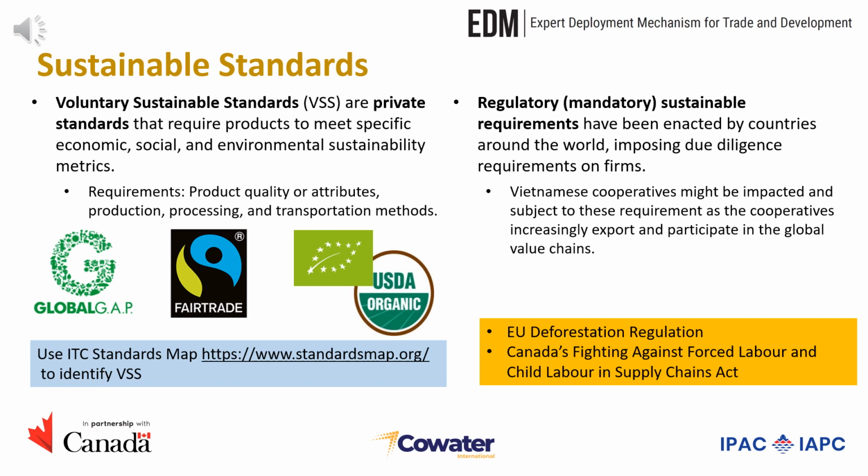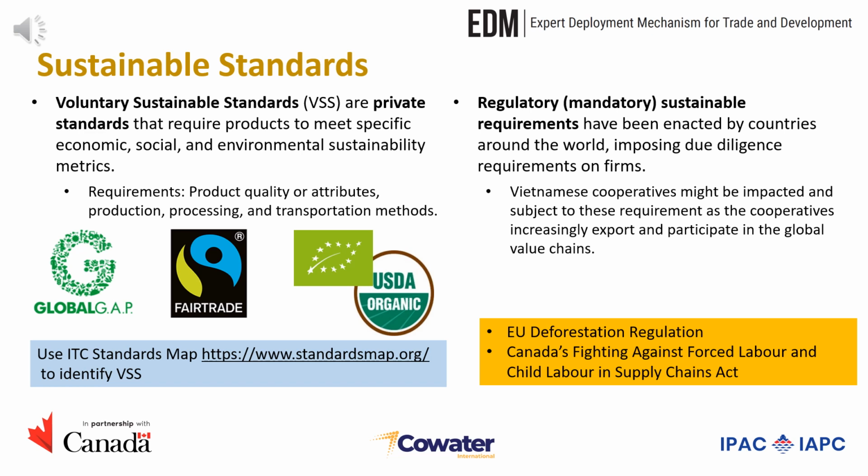There are two types of such standards: voluntary sustainable standards and regulatory sustainable requirements. Voluntary sustainable standards are private standards that require products to meet specific economic, social, and environmental sustainability metrics. The requirements refer to product quality or attributes, as well as production, processing, and transportation methods. Voluntary sustainable standards are mostly designed and promoted by non-governmental organizations or private firms and are adopted by value chain actors, from farmers to retailers.